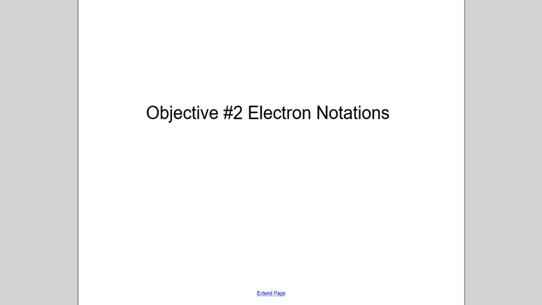Okay, guys, it's been a little while since I've done one of these, so let's just get right into it. So, objective number 2, which is electron notation. So that's electron configuration, orbit diagrams, all that kind of fun stuff. So we'll just get right into this.